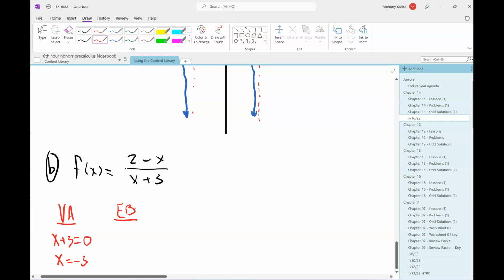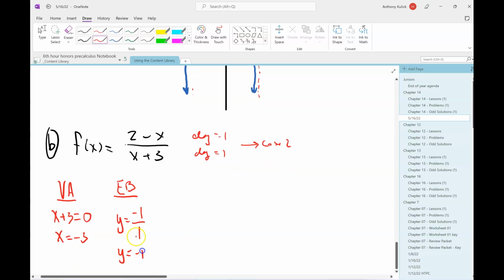Okay, end behaviors. This is degree 1, and this is degree 1. So this is case 2. I'm going to take the leading coefficient of the numerator, that's negative 1, over the leading coefficient of the denominator, that's 1. So my asymptote or end behavior is at negative 1. Questions so far?